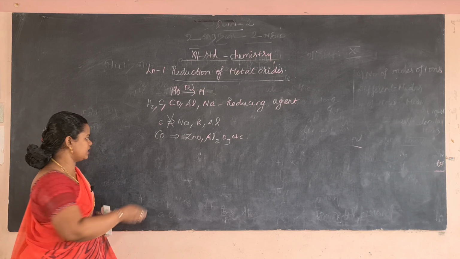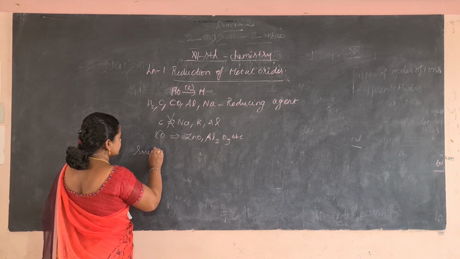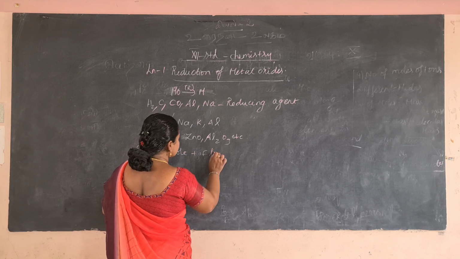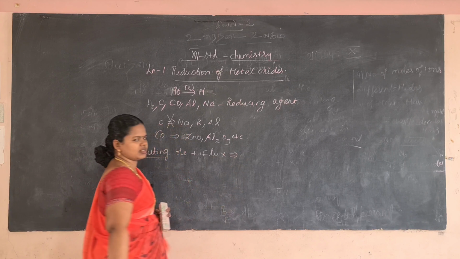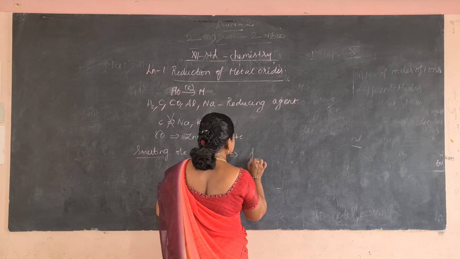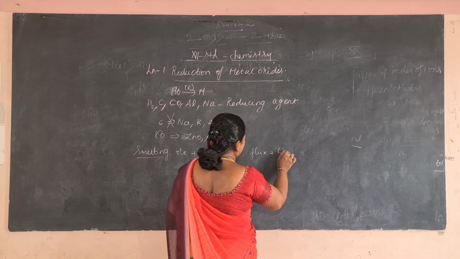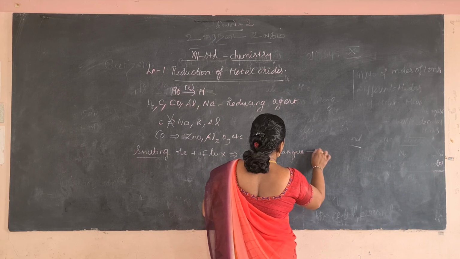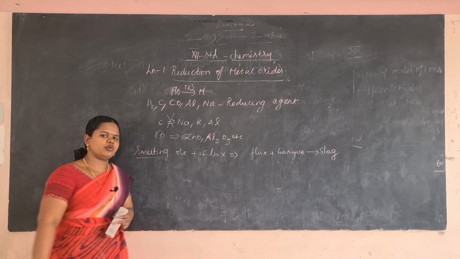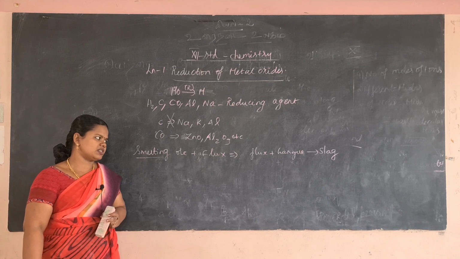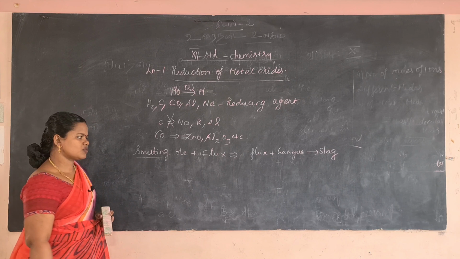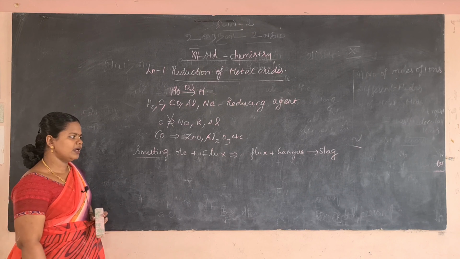Now we'll see smelting. Smelting is nothing but a flux is added to the ore. This flux is a chemical substance that fuses with gangue to form a fusible product, that is slag. Flux plus gangue will give rise to slag. Already you have learnt this in 11th standard. To remove the impurity we are adding a fusible substance, that is flux, and it will give rise to a product that is called slag. So slag is a waste material obtained at the extraction.